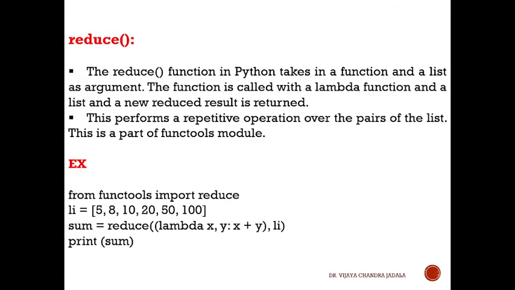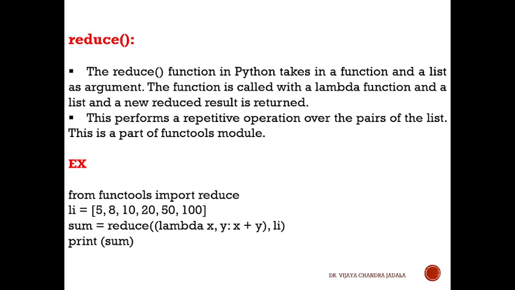Next comes the reduce function. The reduce function in Python takes a function and a list as arguments. The function is called with a lambda function and a list, and a new reduced result is returned. This performs a repetitive operation over pairs of the list. This is a part of the functools module.